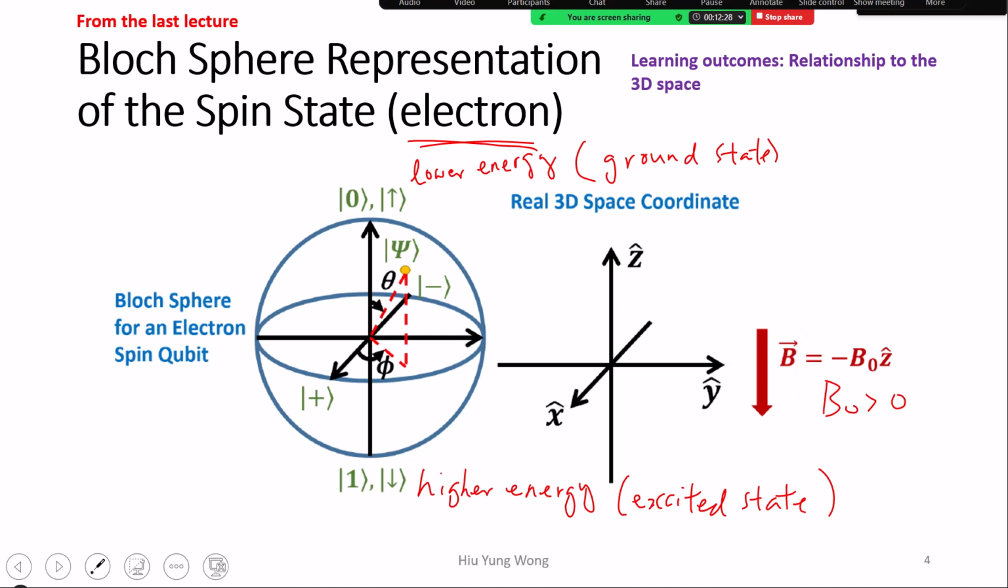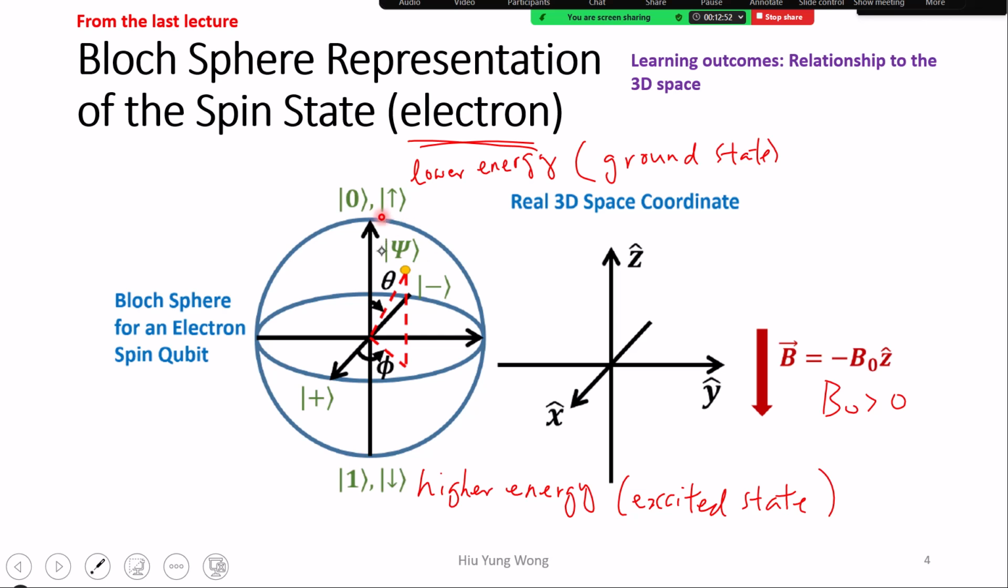Without this magnetic field, we don't have degeneracy. They have the same energy. Now, because of the magnetic field, these two eigenstates have different eigenenergy. I don't know if you fully understand, but we will just keep repeating, keep thinking about this. Then you will appreciate more why this Bloch sphere has so much special meaning in the 3D space.